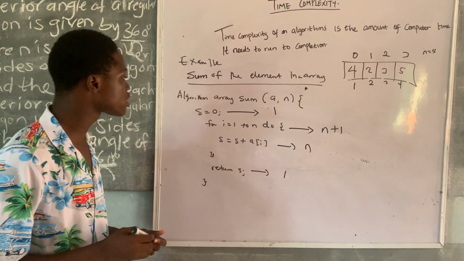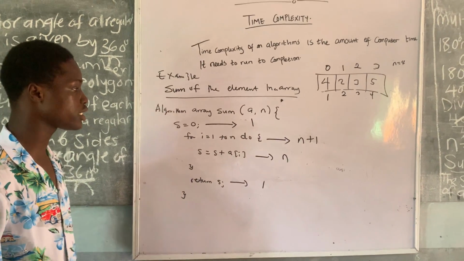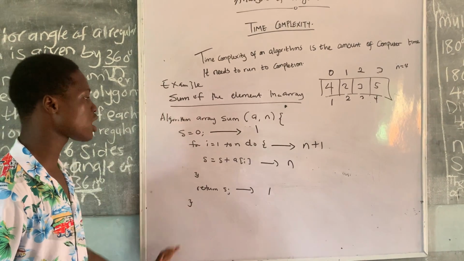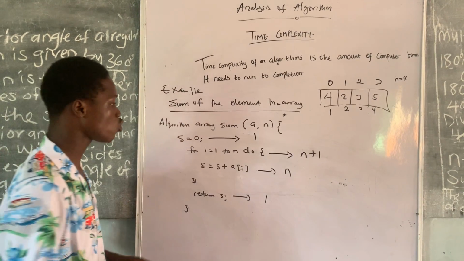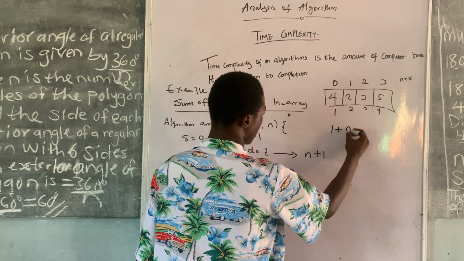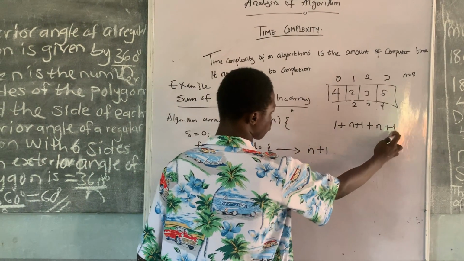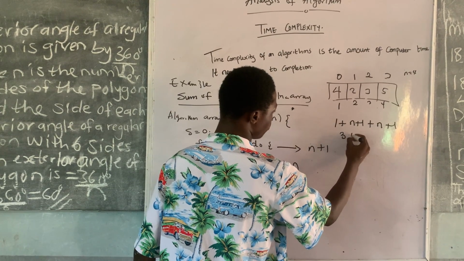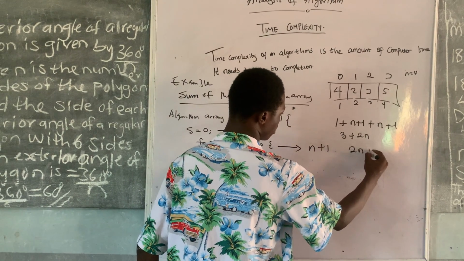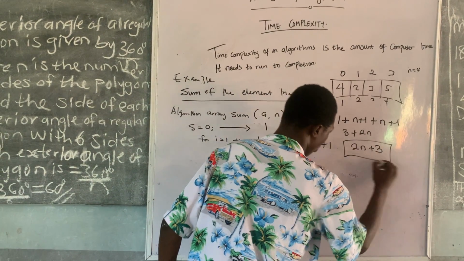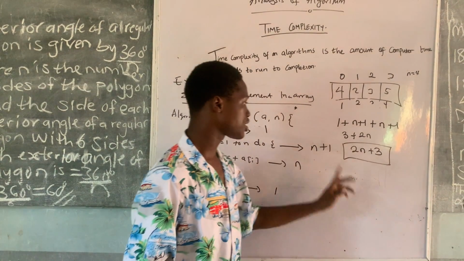Now to calculate the time taken, the time complexity is very simple, because time complexity is the sum of all the program steps. So we have 1 plus n plus 1 plus n plus 1. That's 1 plus 1 plus 1, which is 3, plus n plus n, which is 2n. So in the normal way, it's 2n plus 3. So for this algorithm to run, it's in the form of 2n plus 3.